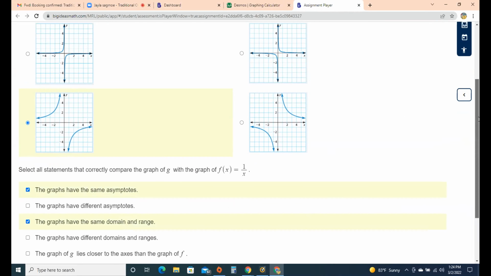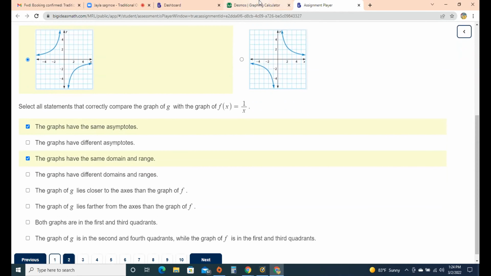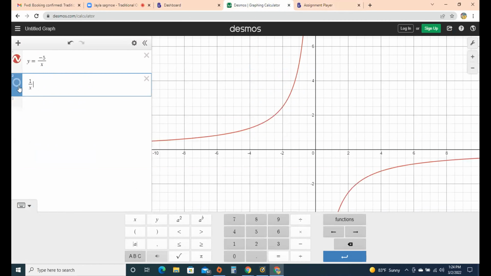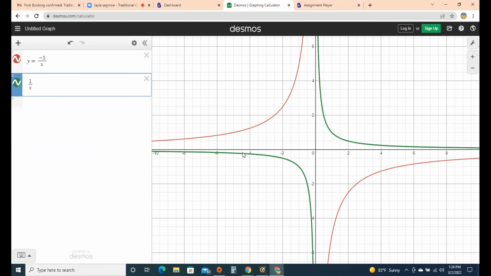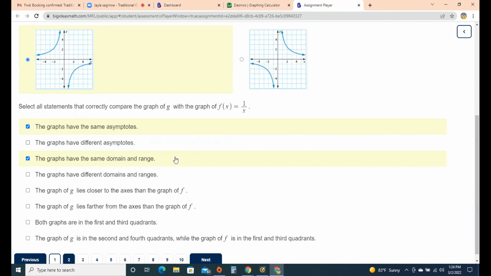Let's look at the next ones. Go back to your Desmos and uncheck or check that. Do you see that the green one is closer to the axis? We'll talk about domain and range and asymptotes in a bit, but they're asking for a lot here. It looks like G is farther from the graph, so it's that second one. G is the one that's the -5 over x.